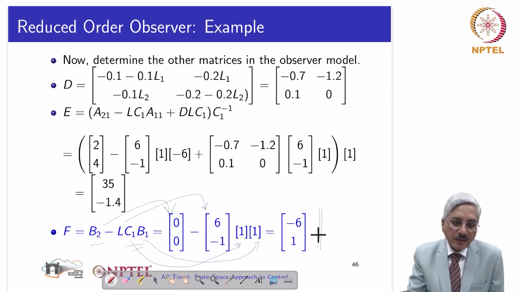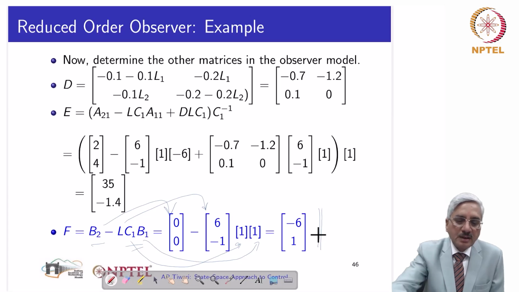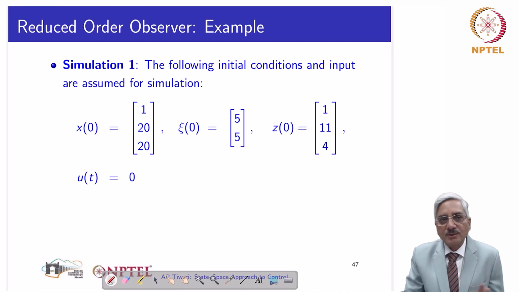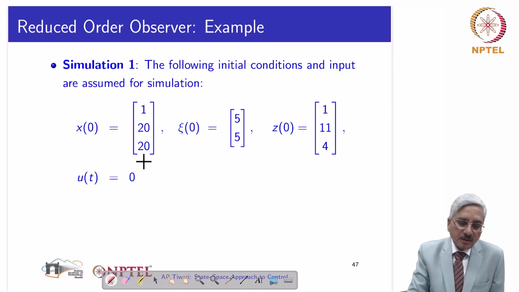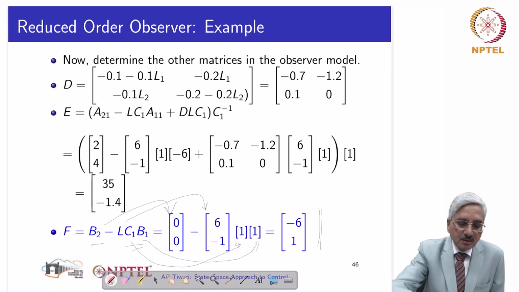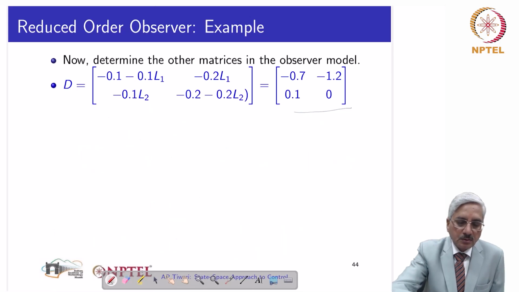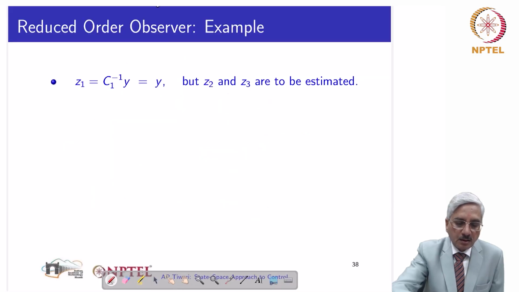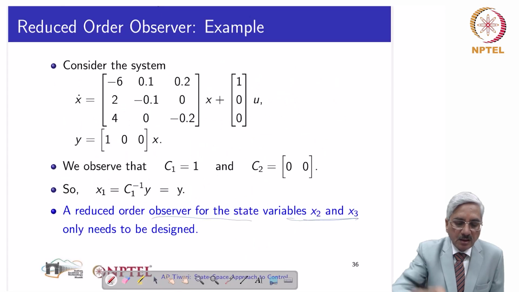So we got L, we got D, we got E, we got F, and that means we got all the various matrices in the reduced order observer equation. Now we are going to see how the observer response is. So we select the equilibrium of the system as the initial condition. The system was, let us go a few slides back. I'm sorry, it is many slides back. So this is the system.